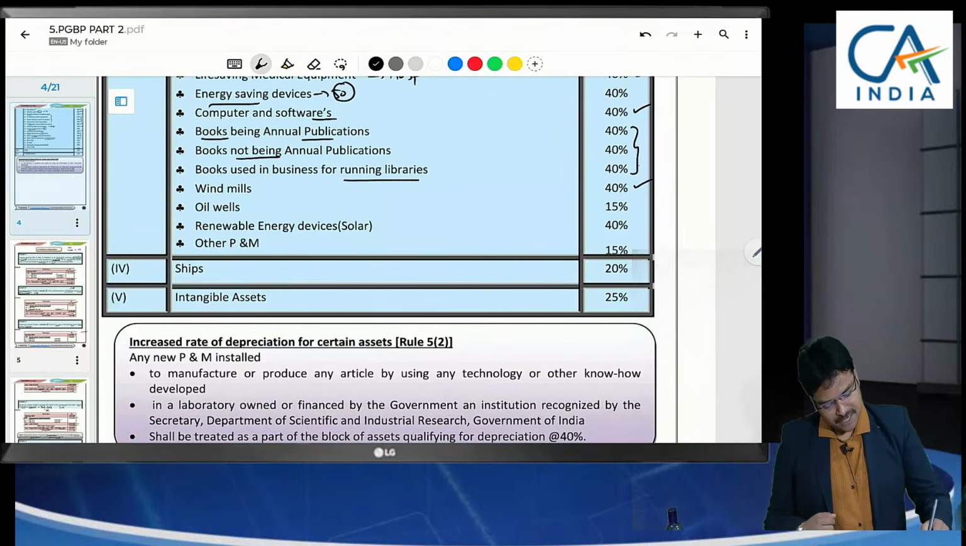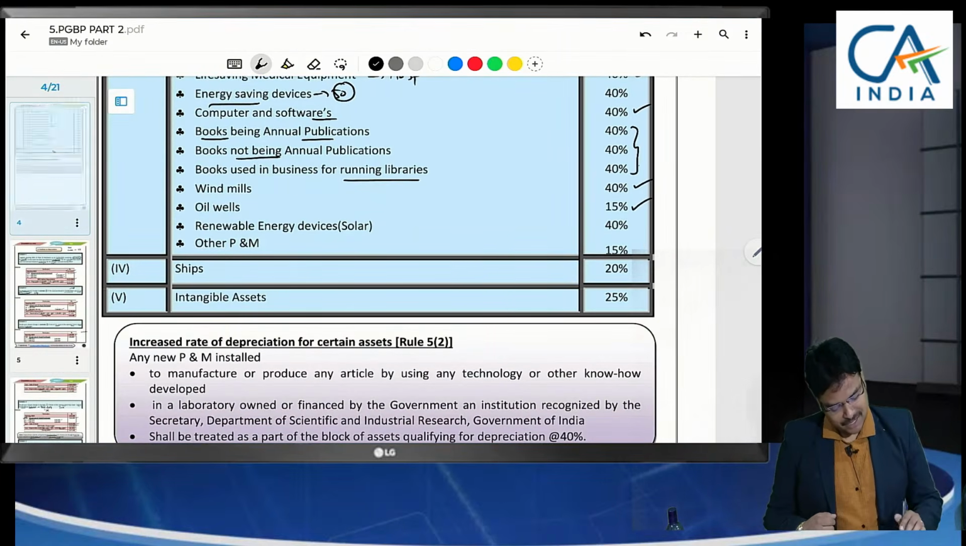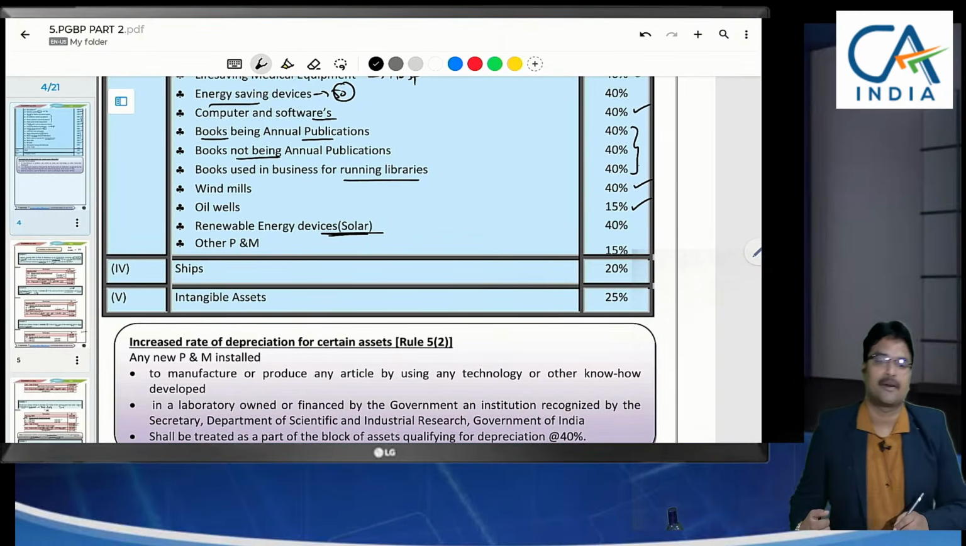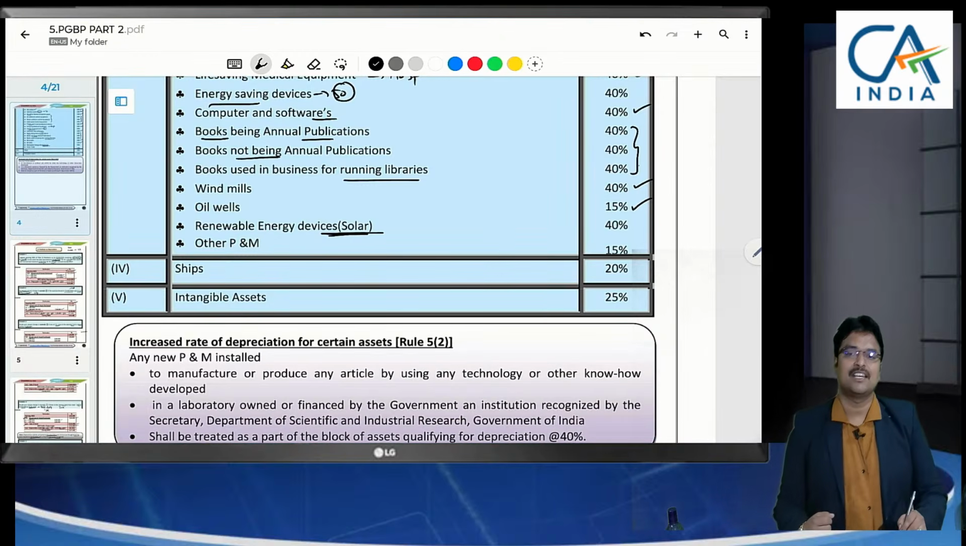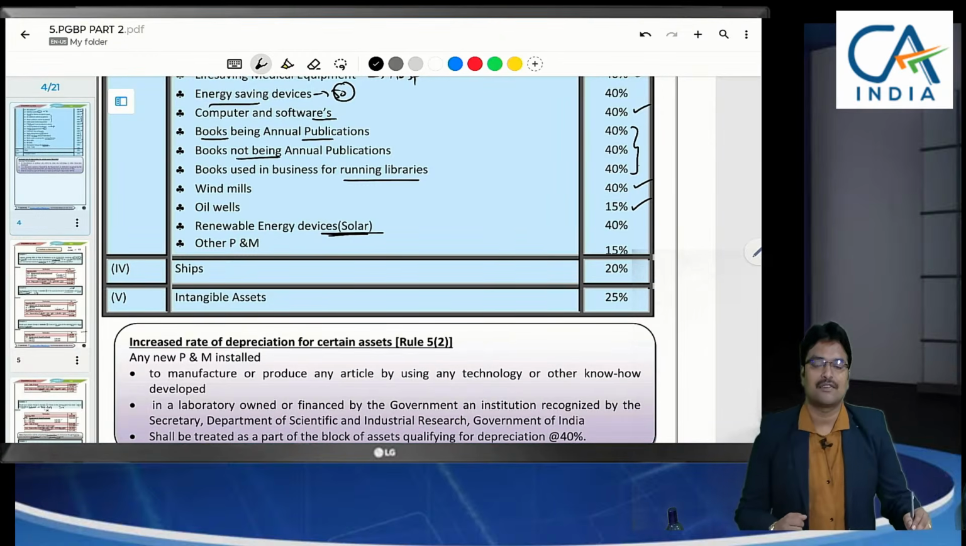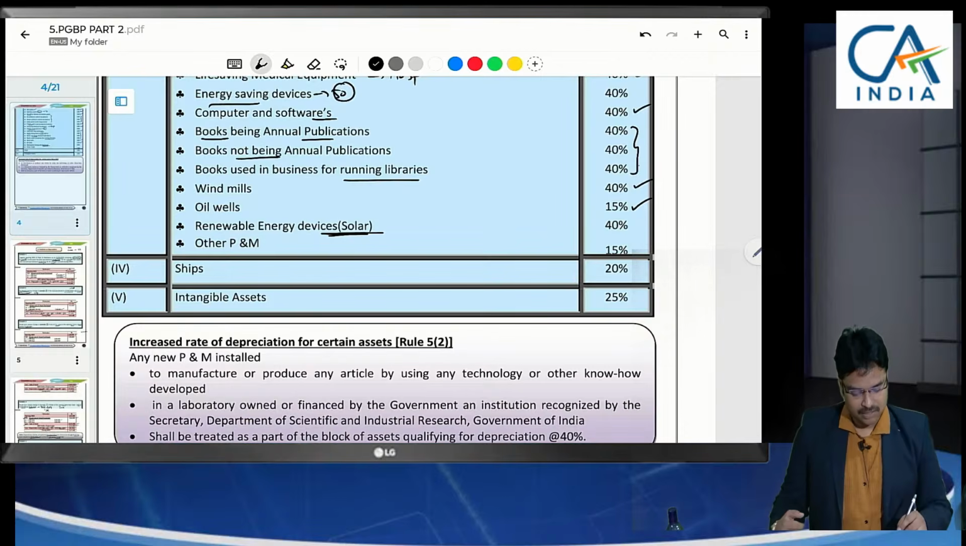Windmills 40% depreciation, oil wells 15%. A very important thing nowadays, the trend is increasing, solar. For our business, the electricity bill is coming very huge. That is why solar panels were installed. 40% depreciation we can claim. All other plant and machinery 15% depreciation. Ships 20% depreciation. Intangible assets 25% depreciation.